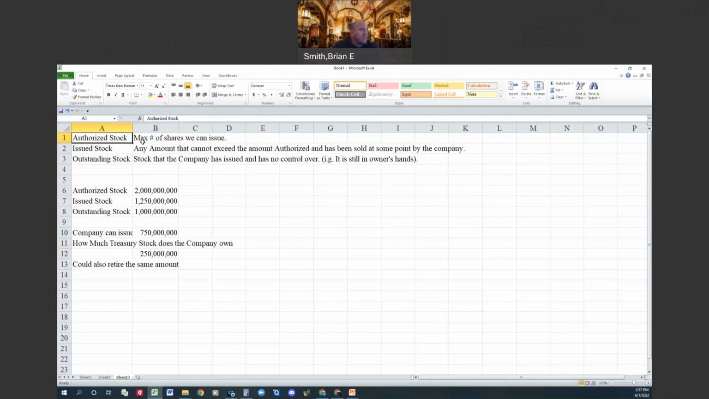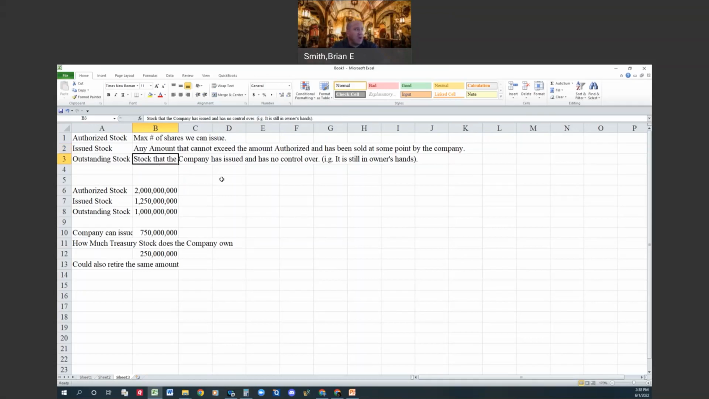So authorized stock is the max number of shares we can issue. No matter what, we can never exceed that amount. If we do, we are breaking the law. Can't do it. Issued stock is any amount of stock that we have issued or that we've sold. It's been sold at some point by the company and cannot exceed the amount authorized.